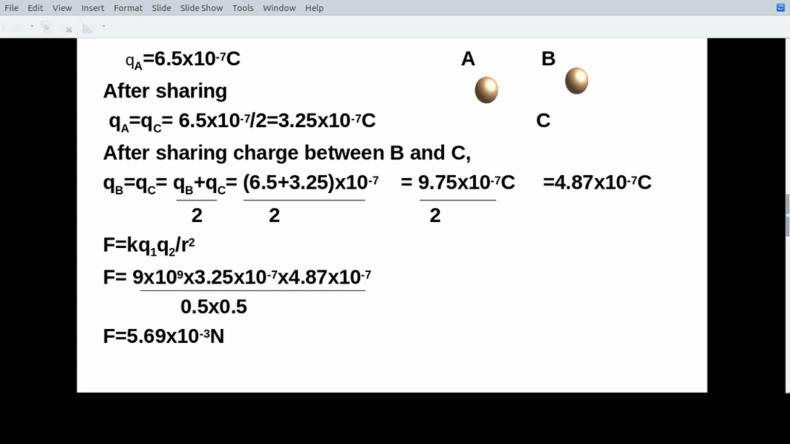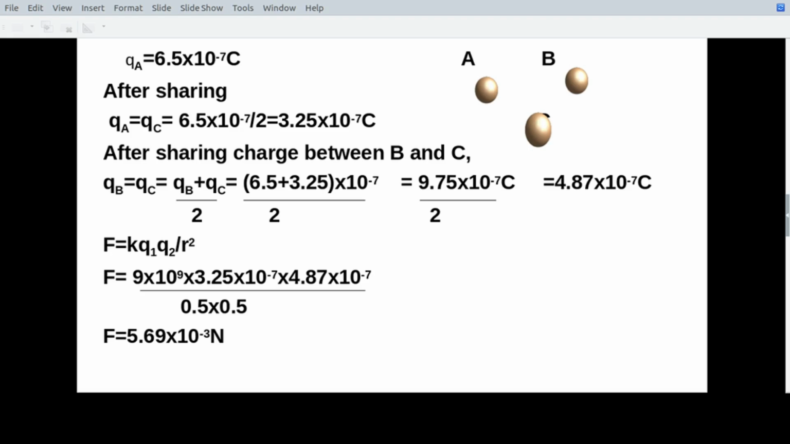See the figure? You are bringing the third sphere, C. It is brought in contact with A first. What happens? The charge on A will be shared between A and C equally. C has no charge now. So A has some charge, 6.5 into 10 raised to minus 7 coulomb. So A and C will share the charge equally. So the charge on each, QA and QC, will be 6.5 into 10 raised to minus 7 divided by 2. You will get 3.25 into 10 raised to minus 7 coulomb. That is the charge on A and C now.